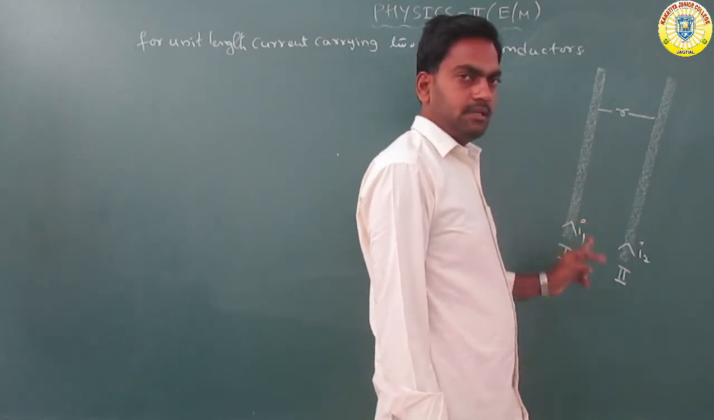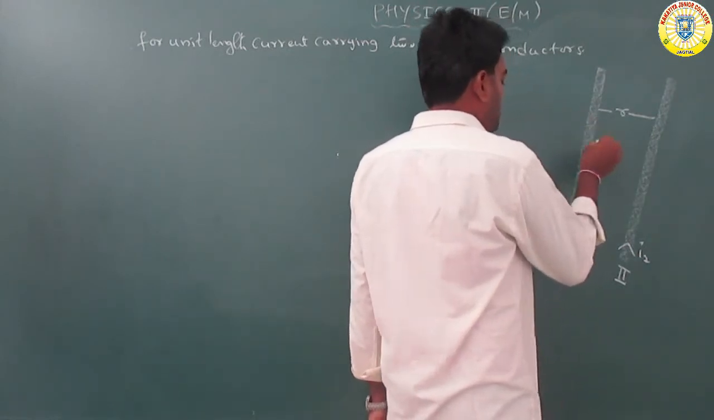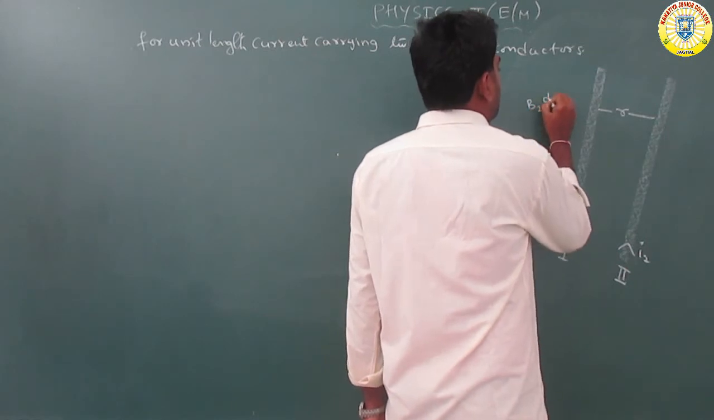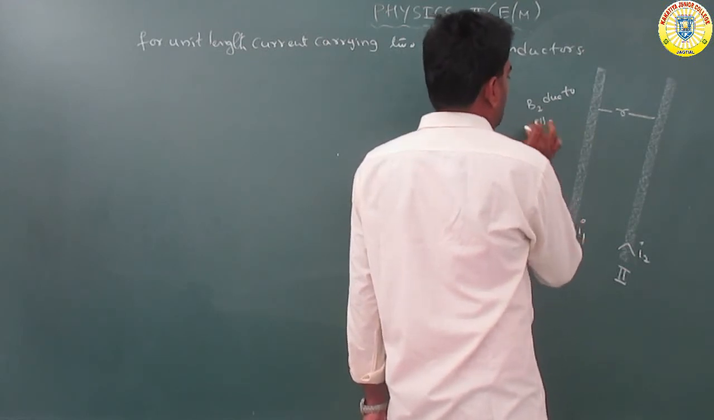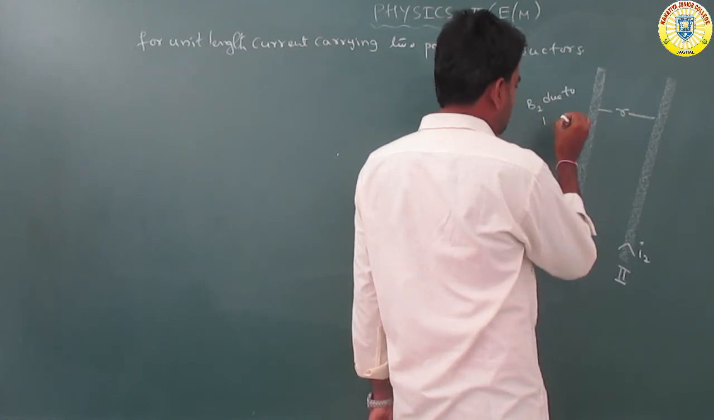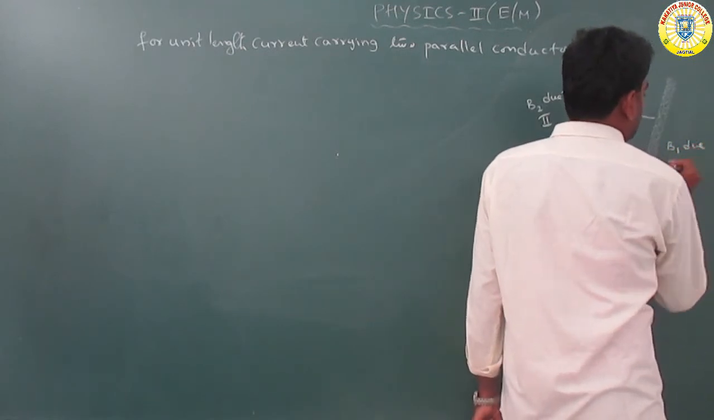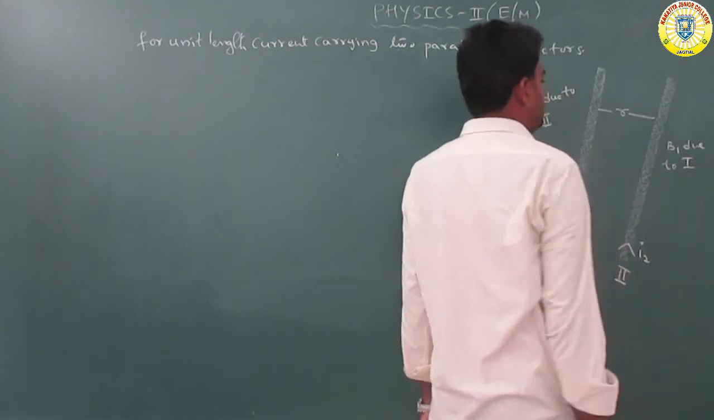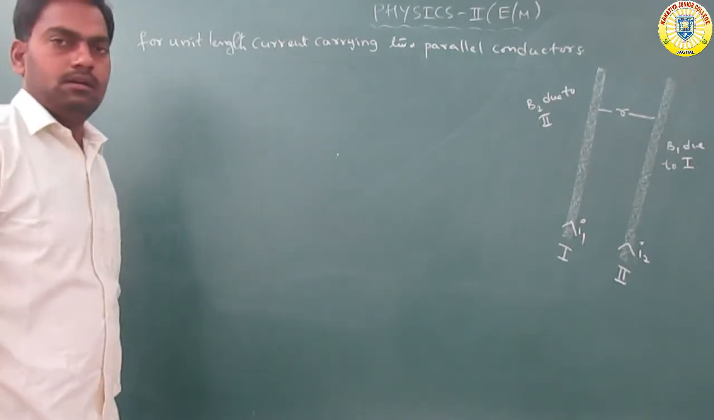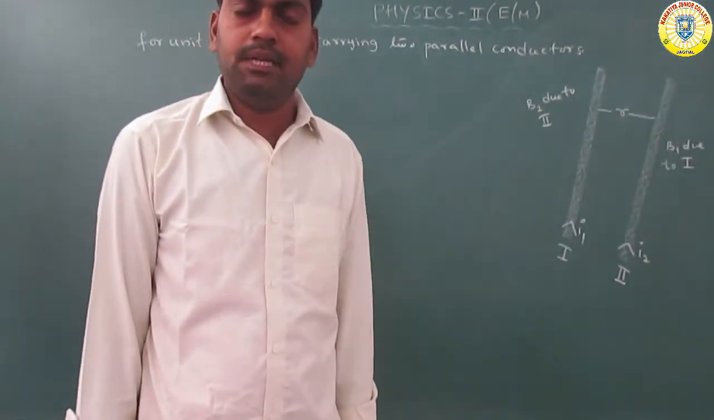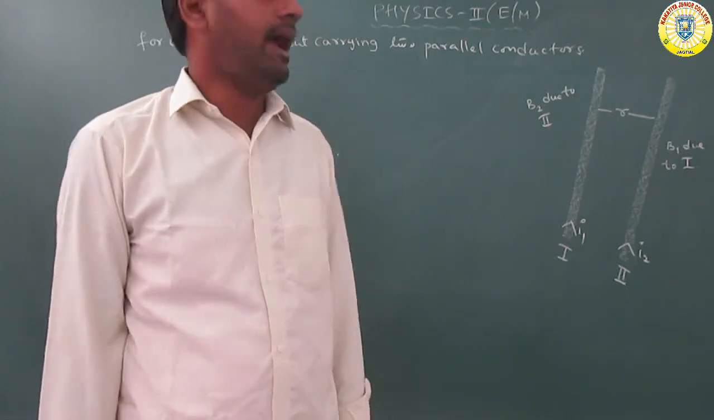The magnetic field here is B1, and the magnetic field due to the second conductor is B2. So now the two parallel conductors have the same length and carry the currents I1 and I2, separated by a small distance r, as shown in this figure.